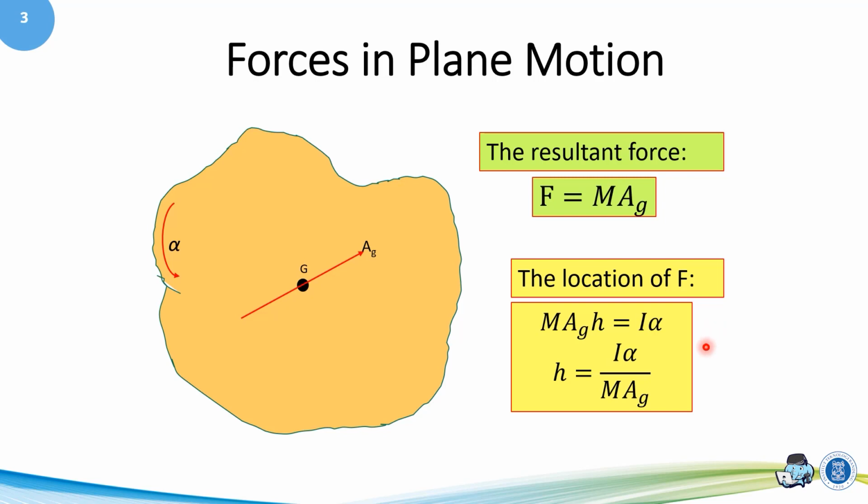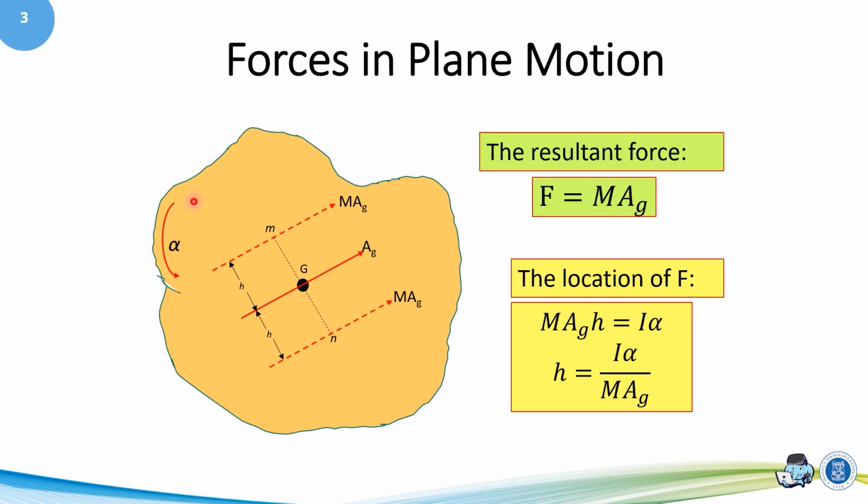After we rearrange the equation, we can get the variable h, this one, which is the location of the resultant force relative to the center of gravity. Then, we can put the resultant force in this location and also in this location. But which one is the correct location? You have to know the direction of alpha.